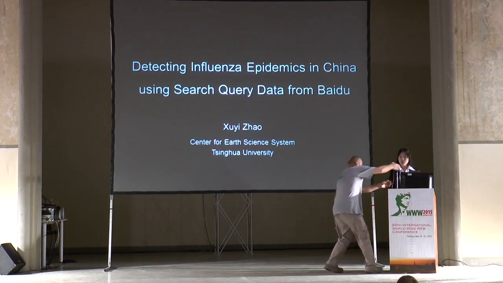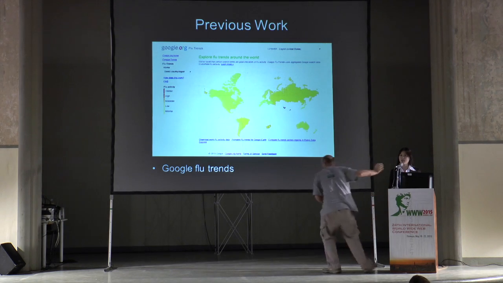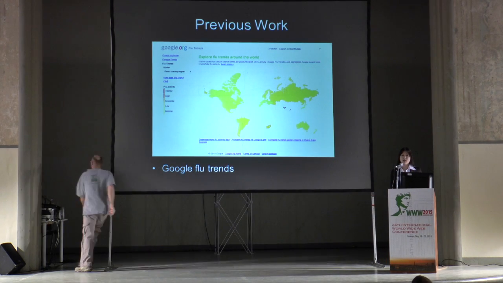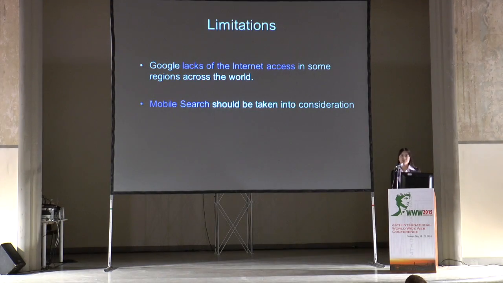As we all know, the idea of using search query data for influenza detection was first introduced by Google Flu Trends. This work has achieved great results in practice. Although it still has some limitations. For example, Google lacks internet access in some regions across the world, and besides, mobile search is now more widely used than web search, which should be taken into consideration.